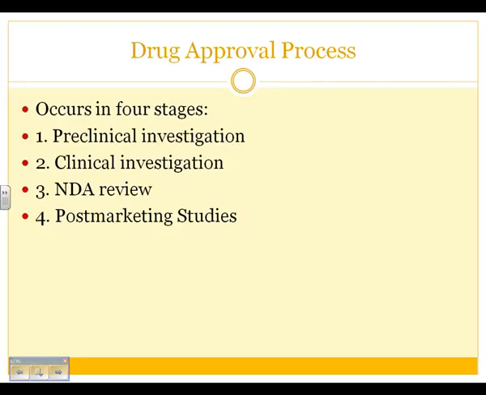Okay, when we look at the drug approval process, I'm not going to spend a lot of time on this, but I do want to touch on it and let you know how the process works. It occurs in 4 different stages. The first one is the preclinical investigative stage, and this just involves basic science research, and then they may even do some studies in the lab on animals.